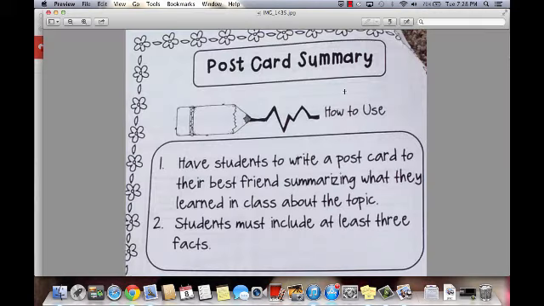An example of a formative assessment could be something like this activity, having a student write a postcard to their best friend telling them what they did in class today. Or it could be something as simple as observing a student and talking to them a little bit to find out what they know.